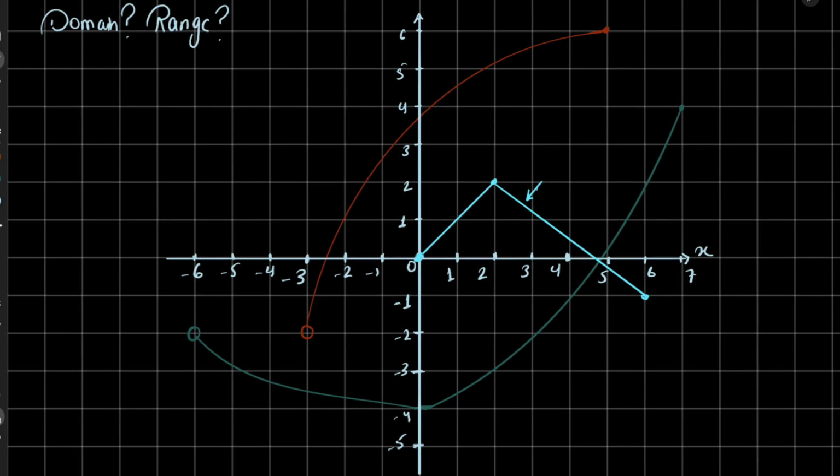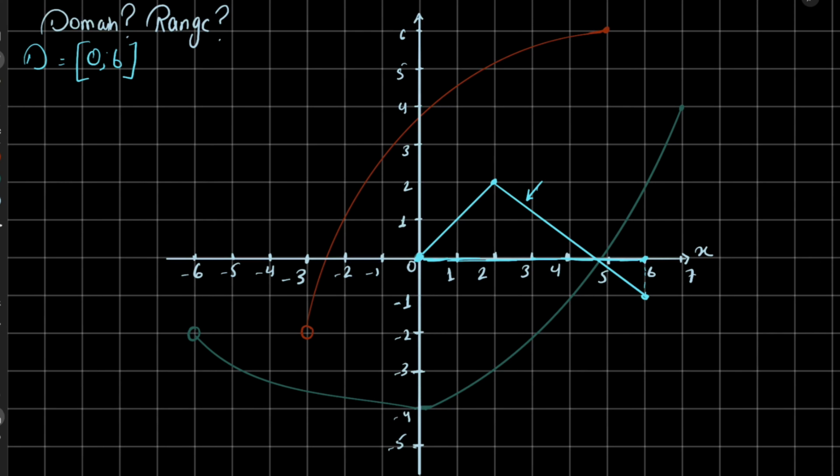So let's now project the light blue function on the x-axis. We will start by its starting point, that is 0, and it stops on the point 6. The projection of the light blue graph on the x-axis is the interval of 0 to 6, where 0 and 6 are both contained in the interval. So the domain of definition of the light blue function is 0 to 6, where 6 is contained and 0 is also contained. Let's now find the range of this function.